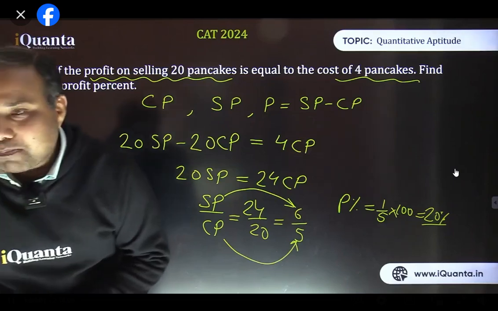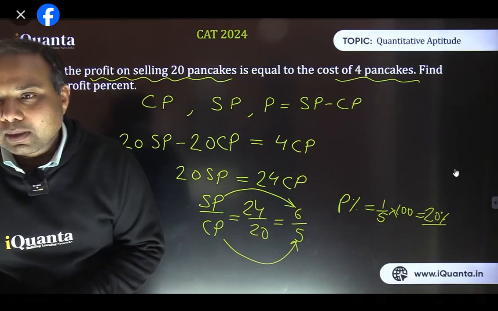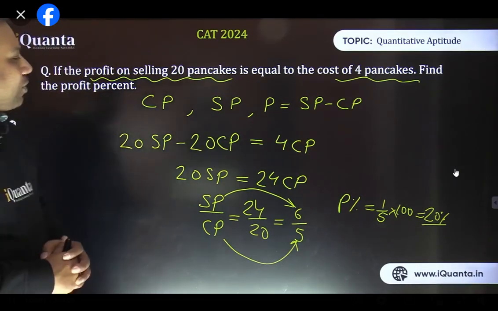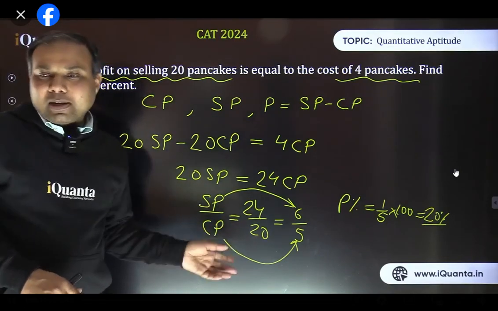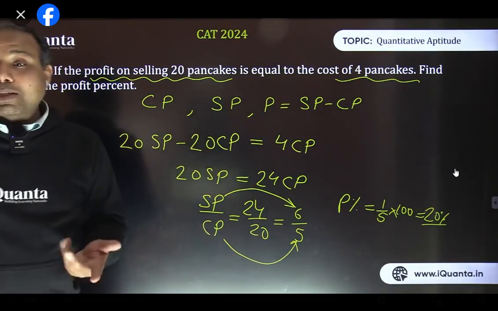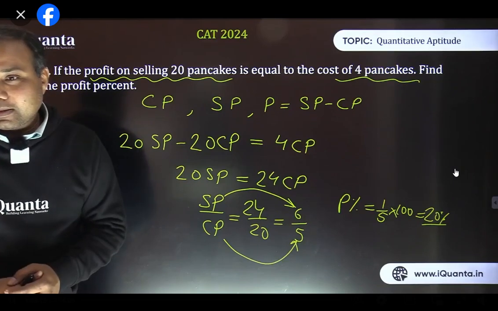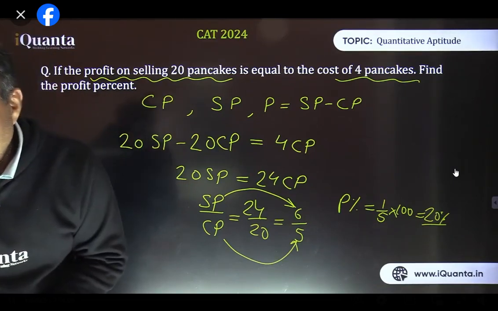Shubhashish says, can we use PP as 1 by 20 minus 1 by 24? Why do you want to increase your calculations? Why work in fractions? It's up to you, yes, you can do. See, the actual value of cost price and selling price is not given. We have to assume that. Now, we should assume the simplest values.